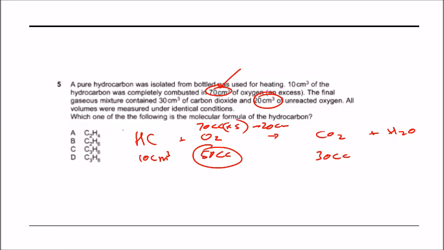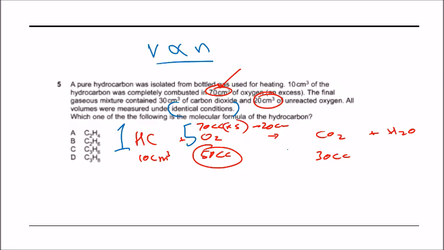So what I can say is that 1 mole of the hydrocarbon will react with 5 moles of oxygen, because remember what we're applying here is Avogadro's law, and that 1 mole of any gas under the same conditions has the same volume. So therefore the volume is directly proportional to the number of moles when everything is done under the same conditions, or measured under the same conditions, which is what has happened here.